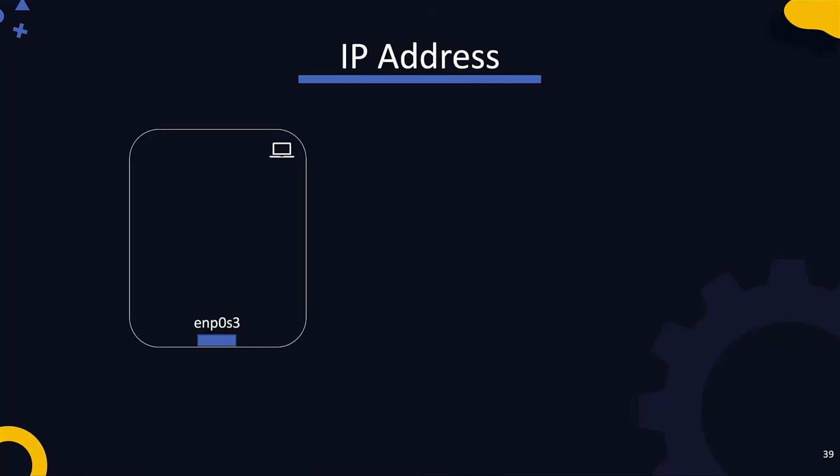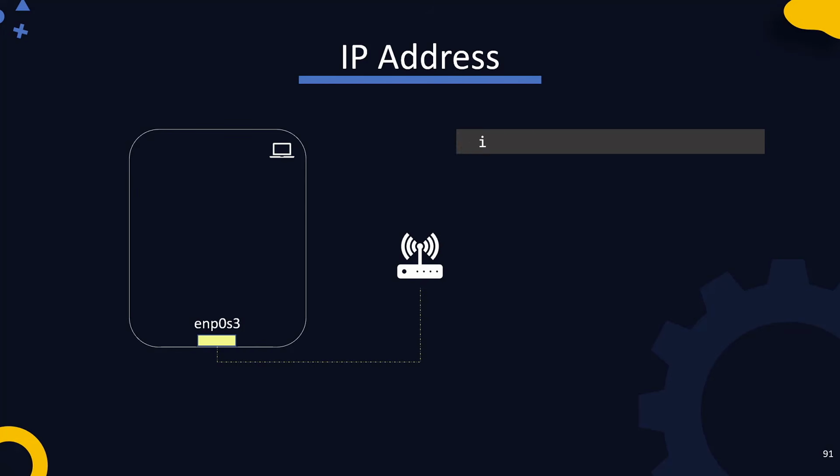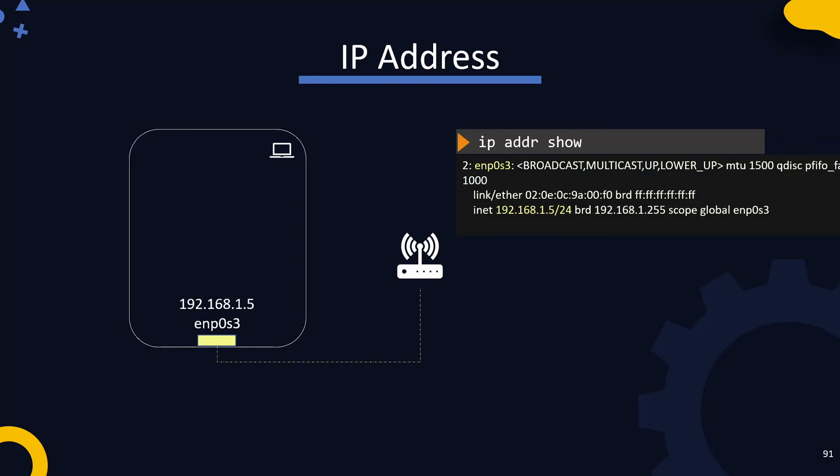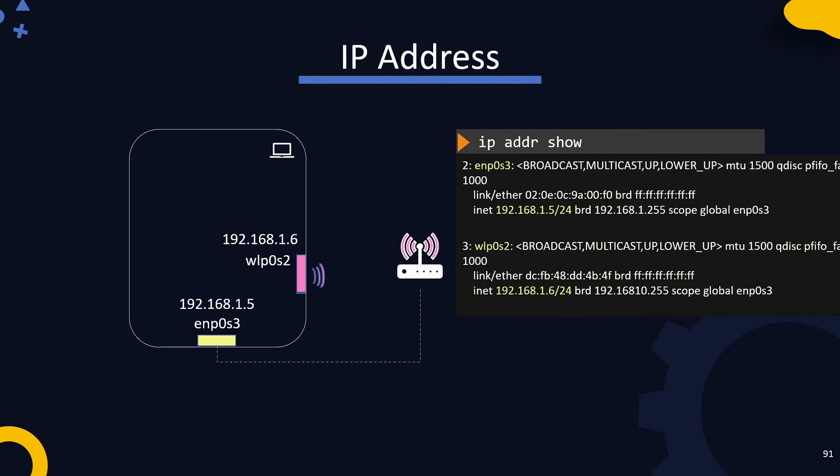In this case, we have a laptop that's connected using an Ethernet cable to a switch in our home. Once the connection is established, our laptop gets an IP address. When you run the IP address show command, you see the interface ENP0S3, and it has the IP address 192.168.1.5. Now say you have another adapter, a Wi-Fi adapter, and you attach that to the same network, but this time through Wi-Fi, then that interface gets another IP address assigned to it and can be seen in the output of the same command. The same laptop now has two separate IP addresses on the same network.